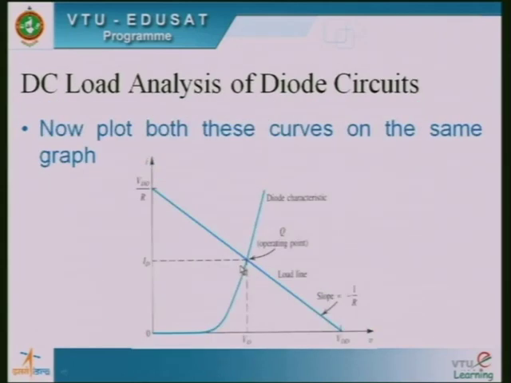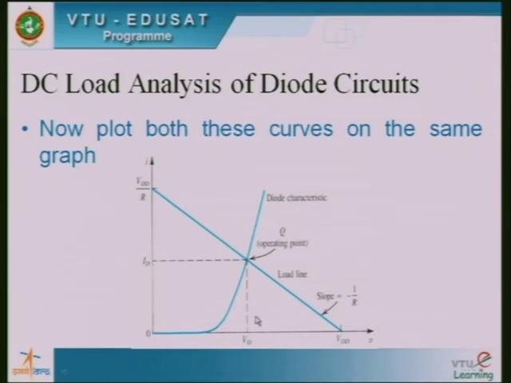Here you can see that in the third step we plot these two curves on the same graph. This is the straight line between VDD and VDD by R, with a slope of minus 1 by R, and this is the diode characteristics. The intersection of the two, we call the operating point. Corresponding to that operating point, the voltage is called VD, and the current flowing through the diode is called ID.